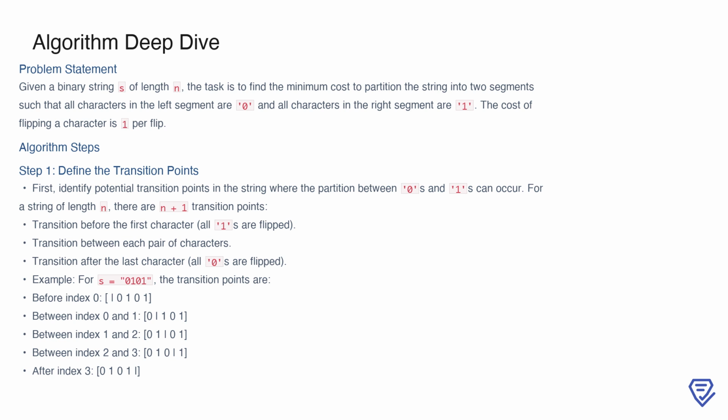At each transition point, we imagine splitting the string, flipping characters as needed to satisfy the condition of all zeros on the left and all ones on the right. For instance, in the string 0101, the transition points can be visualized as splitting before index 0, between indices 0 and 1, and so on, up to splitting after the last character. These transition points allow us to systematically evaluate the cost of flipping to achieve the desired partition configuration at each possible division of the string.